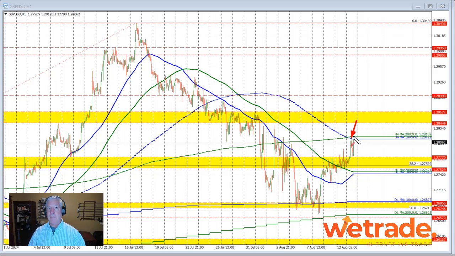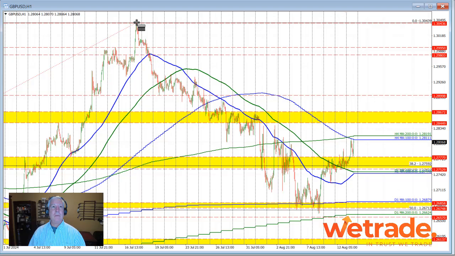We're going to need to get above this area to increase the bullish bias. If we can't get above this area, then the sellers are going to push the price back to the downside. It's as simple as that, but this is obviously the next key target on the top side to get to and through for the sterling versus US dollar.